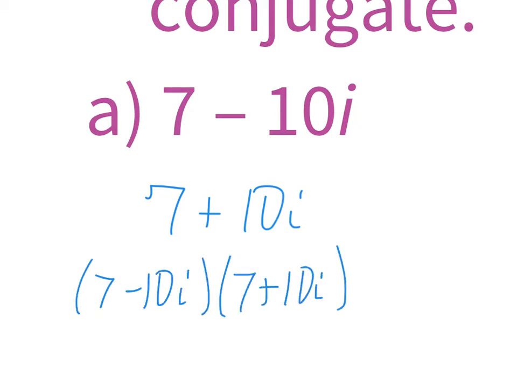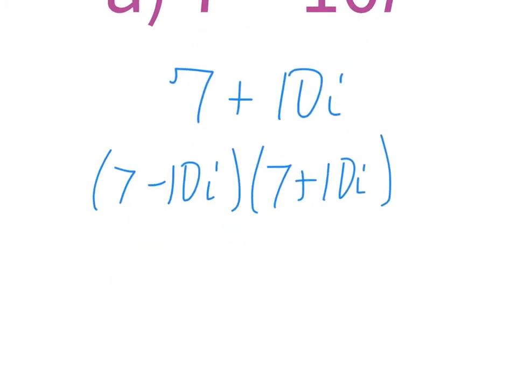If you multiplied these two together, 7 minus 10i, 7 plus 10i, and we do this because of division, you'll see in a second. When you multiply, guys, this is just the difference of perfect squares. It's the same exact parentheses, you just have a positive and a negative, so your middle term will cancel out.